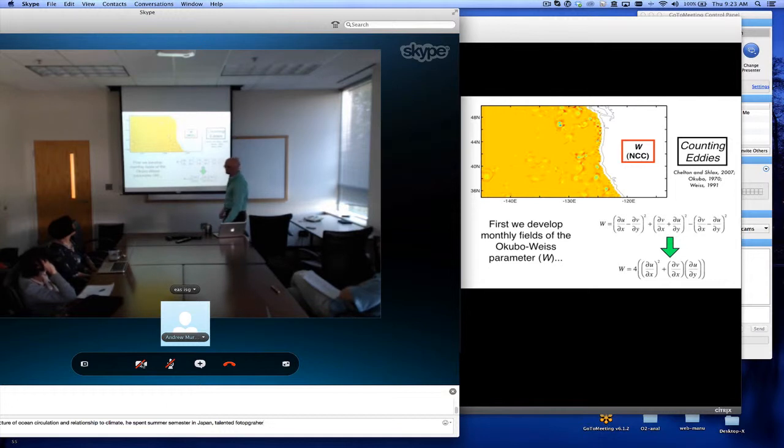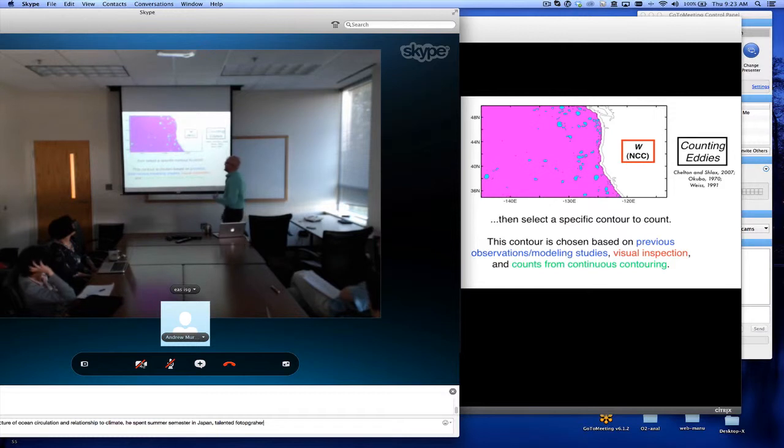So once we've got monthly fields of it, we choose a specific contour that we want to count. There's a lot of art to choosing a contour, and something I would love to talk about in questions. But suffice to say that we base the contour that we chose on previous observations and modeling studies. We want to get a count that's in accord with those, on visual inspection, so you want something that looks like an eddy to be counted as an eddy, and counts from continuous contouring schemes, where you use multiple contours and take the outermost one that fills all of the components.